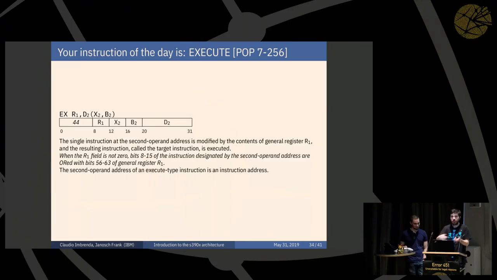And the current address is the one after execute. So if the target instruction is a call instruction, the return address is the one after the execute instruction. So you continue after the execute instruction. If it's a normal jump, then you just jump. But if it's a return, yeah. I have no idea why they needed this, but it's there. And if you try to execute another execute instruction, you get an execution exception, which is the one we discussed before, of course.